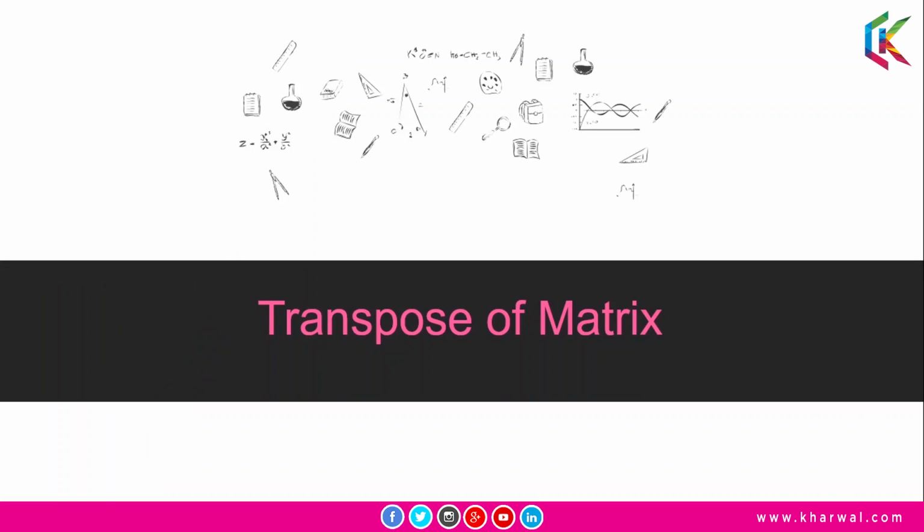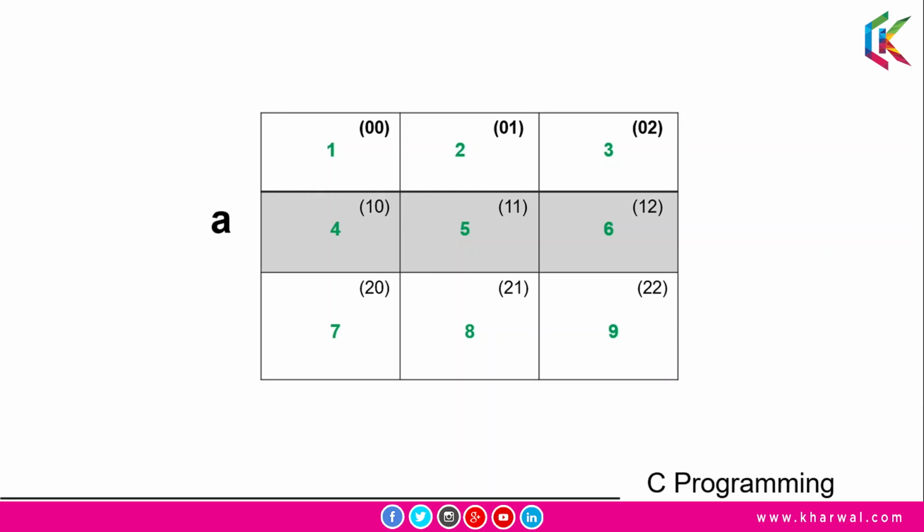So guys, in this lecture we are going to discuss how we can find the transpose of a matrix. Let's go ahead and discuss the concept of transpose of a matrix. Suppose we have a matrix A of 3 cross 3, where the numbers in green are values and the indexes are in parentheses and are black.